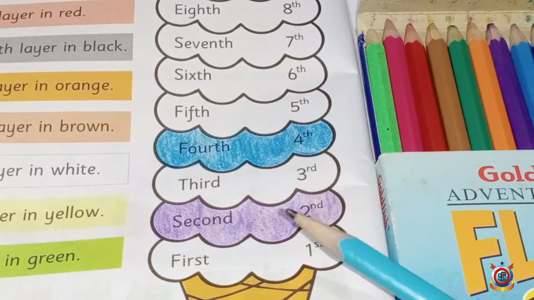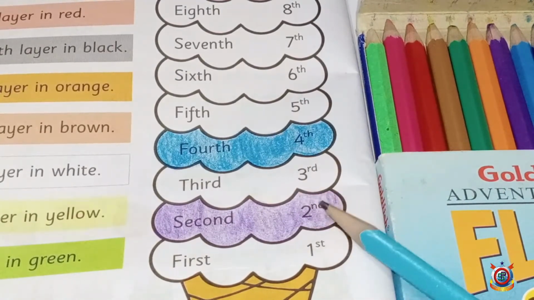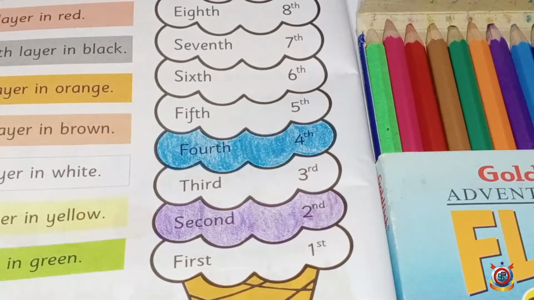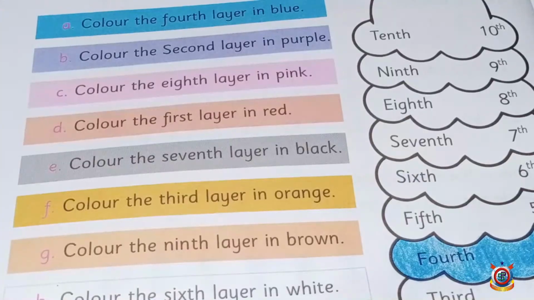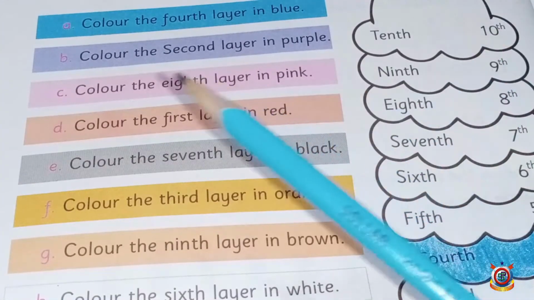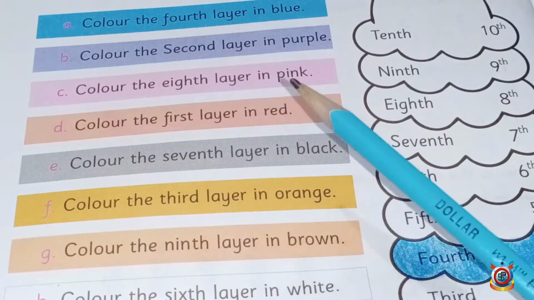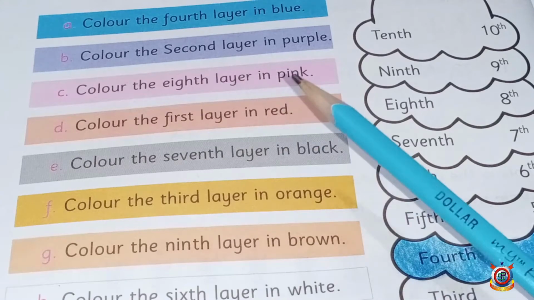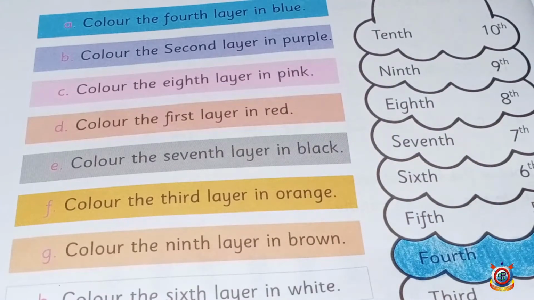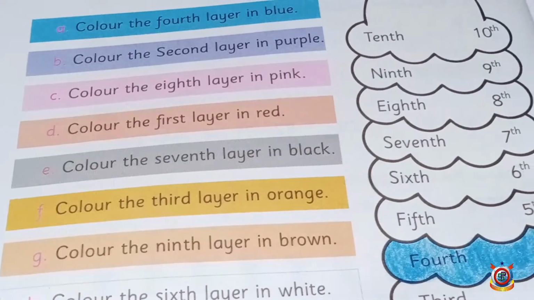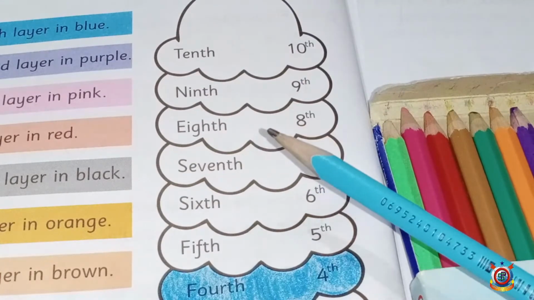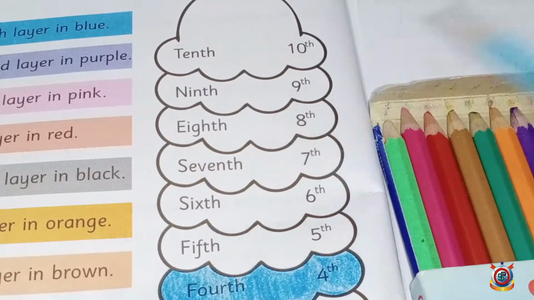Okay, students, now you can see I have colored the second layer in purple. Now let's check what's our third instruction. C is color the eighth layer in pink. Now let's come with me. We have to color the eighth layer. This is the eighth layer and we have to color it in pink. Let's color it.